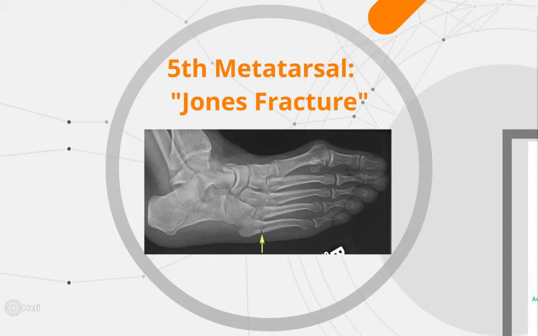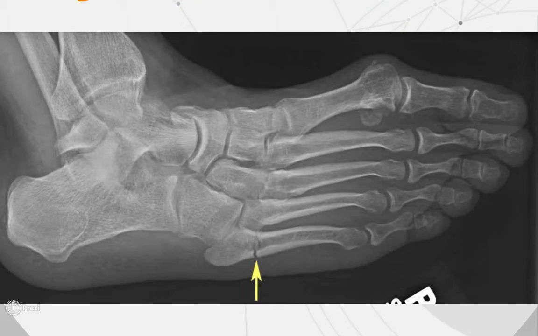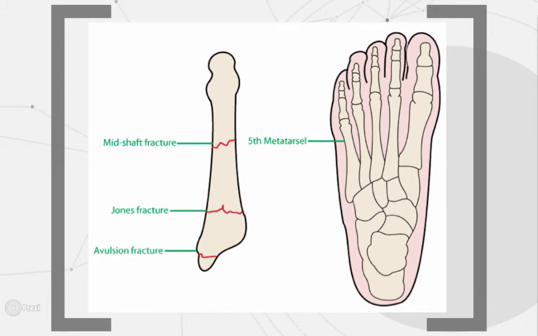Thus, when assessing a fracture of the fifth metatarsal, take account of the position of the fracture, whether it's in the midshaft, characteristic of a stress fracture, at the metaphysis junction, as in Jones fracture, or at the proximal tuberosity, as in an avulsion fracture.